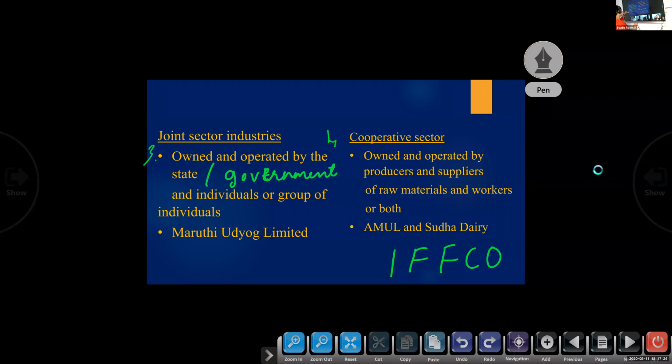This joint sector example, Maruti Udyog Limited, is an automobile manufacturer in India. Maruti cars. And what's the full form of IFFCO? Indian Farmers Fertilizer Cooperative. Four classifications is clear? Yes, ma'am.